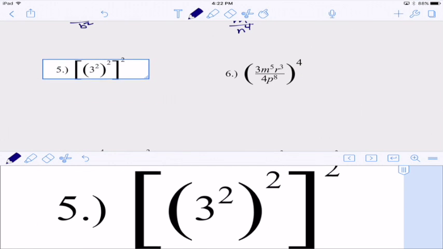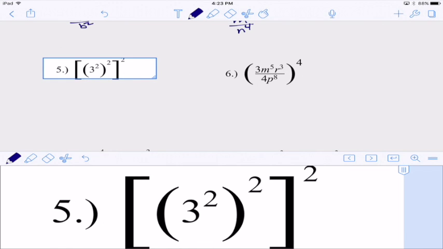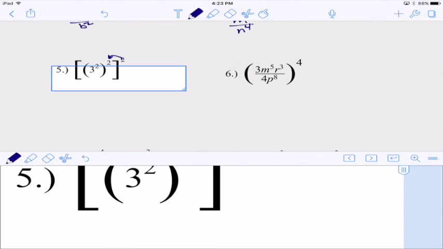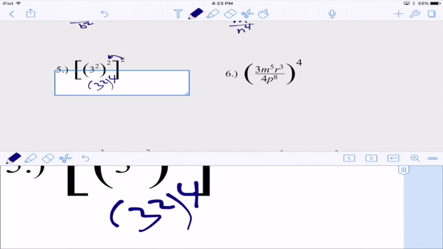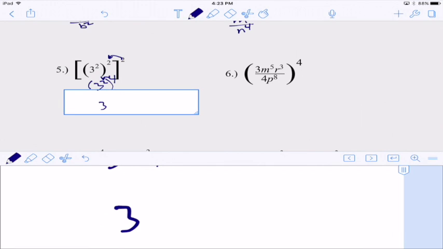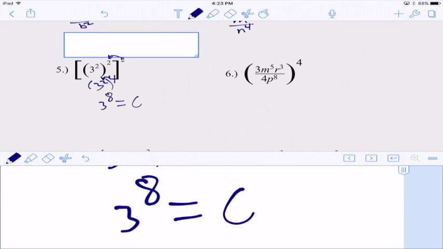All right, so now we got 3. So we're raising power to a power. I'm going to go outside in because I think that'll be easier. I'm going to square that 2. So this gives us 3 squared to the 4th. And then now I'm going to bring that 4th in. So I'm going to do 3 to the 2 times 4, which is 8. 3 to the 8th I need my calculator for. 6561. Remember, when you can do it all the way, you should.